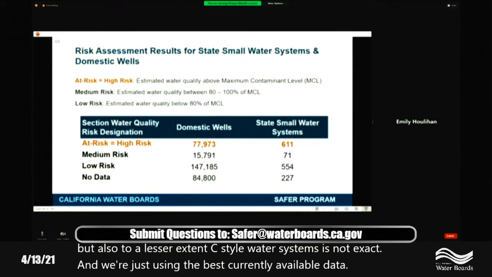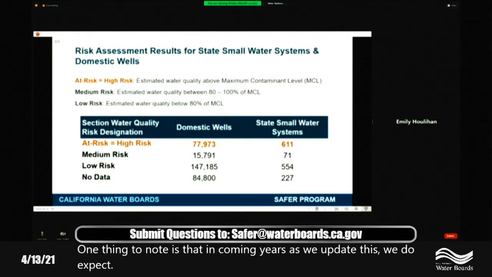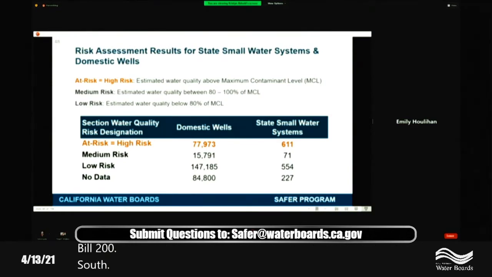One thing to note is that in coming years, as we update this, we do expect to have a bit more data for state small water systems and domestic wells because of new reporting requirements in Senate Bill 200. So that's just something to keep in mind.